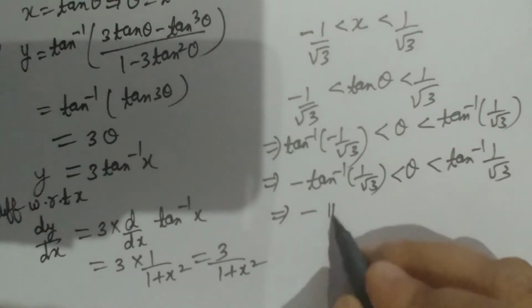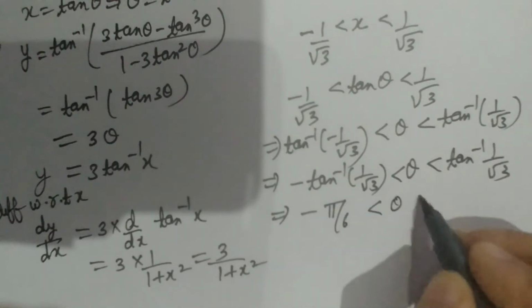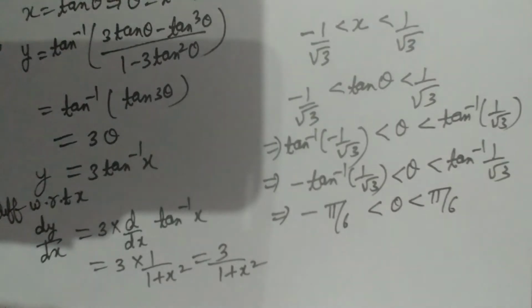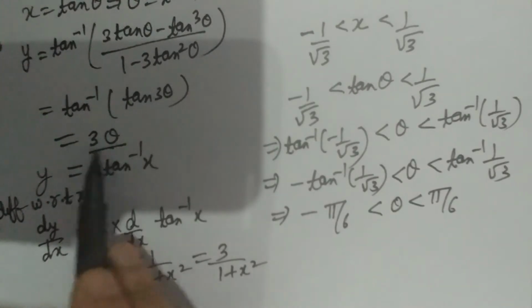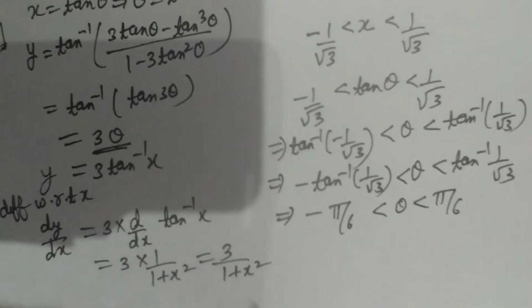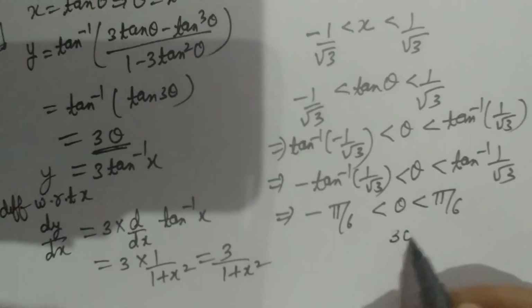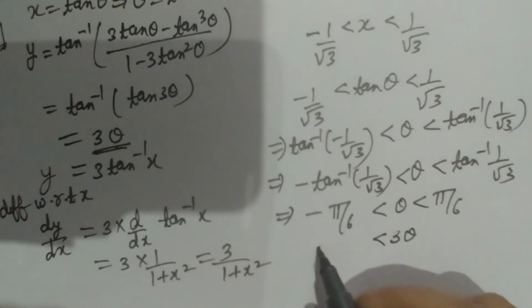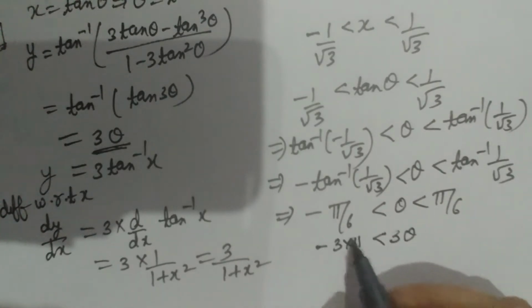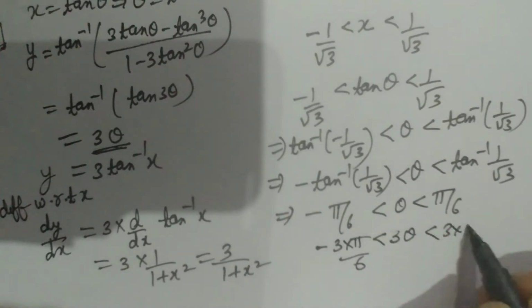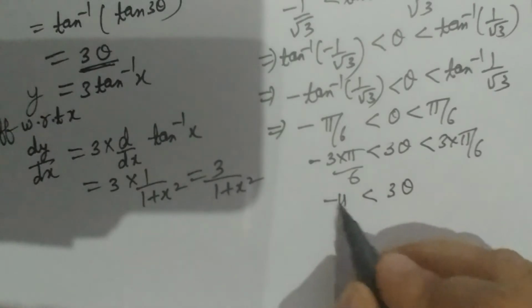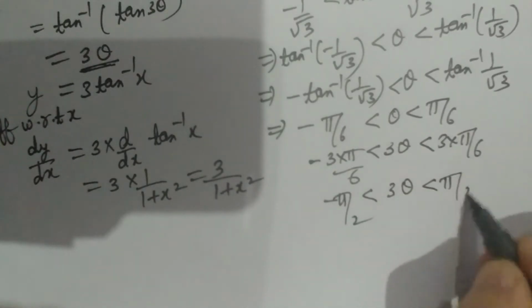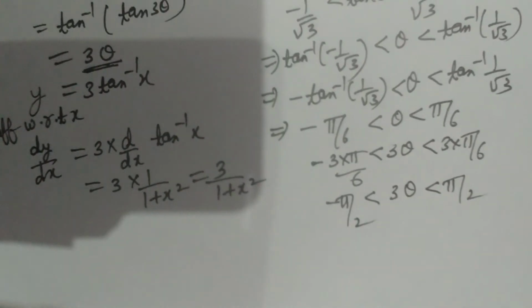So it is at minus pi by 6 and it is at plus pi by 6. Now my angle is here. I found my angle, I reduced it to this form, so my angle was 3 theta. Let us check 3 theta. 3 theta will be minus 3 into pi by 6 and 3 into pi by 6. So I get 3 theta lying between minus pi by 2 to pi by 2.